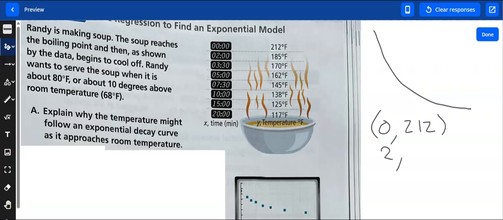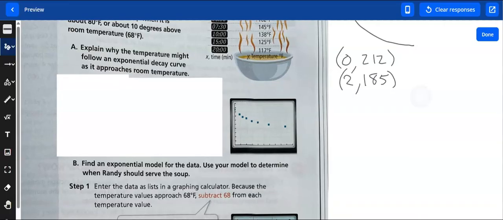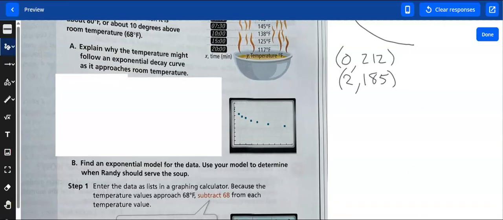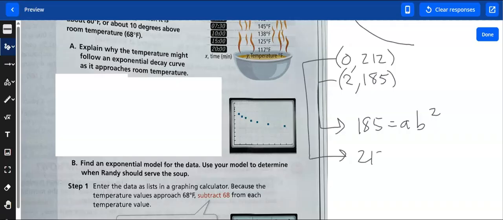Okay, so 2, 185. All right. So let's see here. Always start with which one? The one with the highest exponent. Okay. So 185 equals AB to the second. And 212 equals AB to the 0.